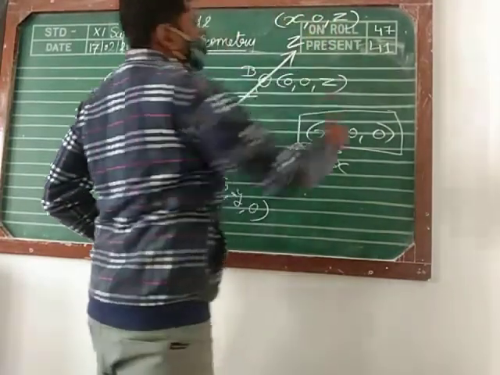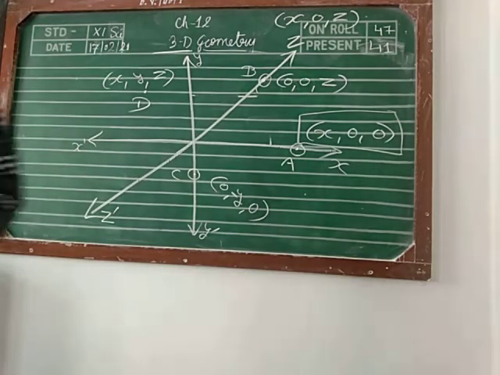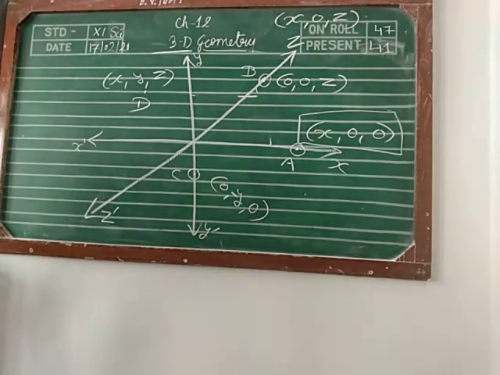x0 z. Third question. For solving question number third, you have to observe table 12.1, which is given at the bottom of page number 270.